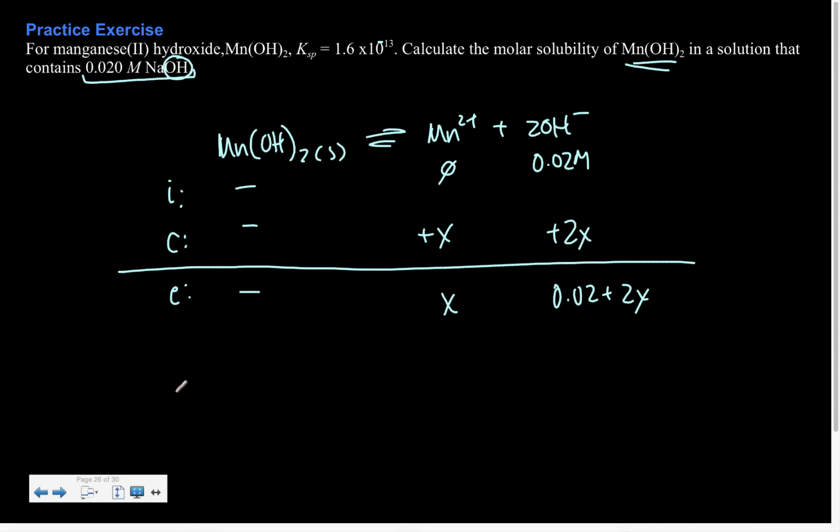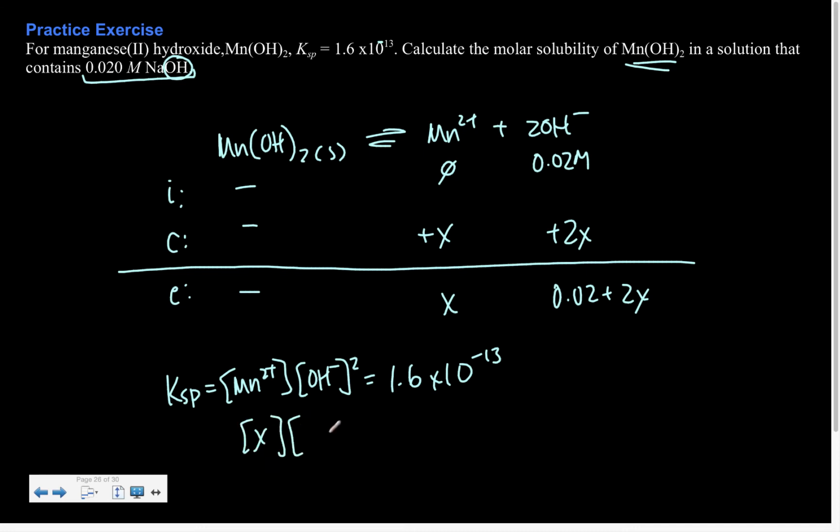Then we just set up my equation. I know that KSP equals my manganese 2 plus times my hydroxide ion squared, which is equal to 1.6 times 10 to the negative 13th, which is now also equal to x times (0.02 plus 2x) squared. Now, if I go ahead and solve for x, x will give me the solubility of manganese ions, which gives me the solubility of my manganese hydroxide.